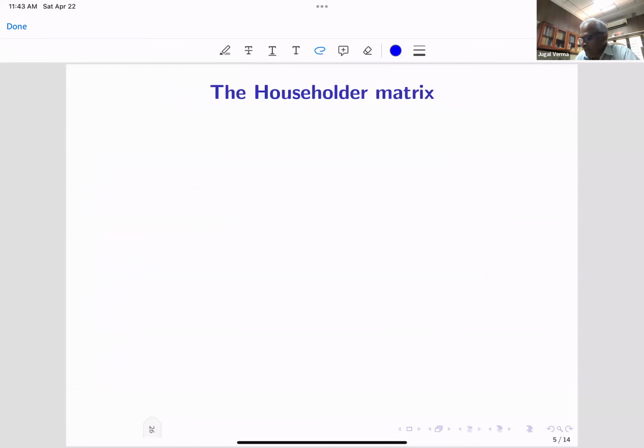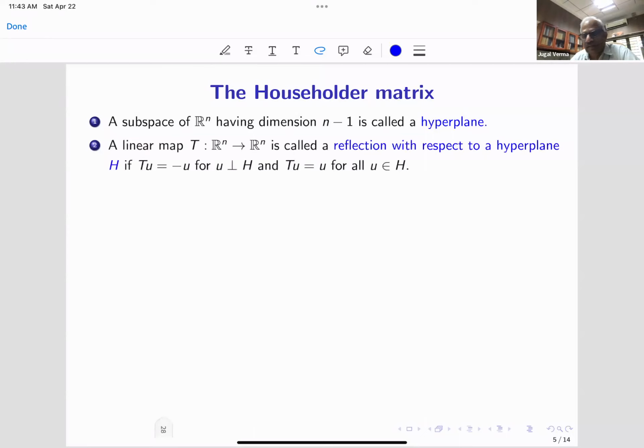Okay, so as a concrete example of an orthogonal matrix, let me introduce this very famous matrix called the Householder matrix, which is used in numerical computations very extensively. First, a subspace of R^n which has dimension n minus 1 is called a hyperplane. So if n equals 3, it is really a plane passing through the origin, and there is a perpendicular direction to that plane.